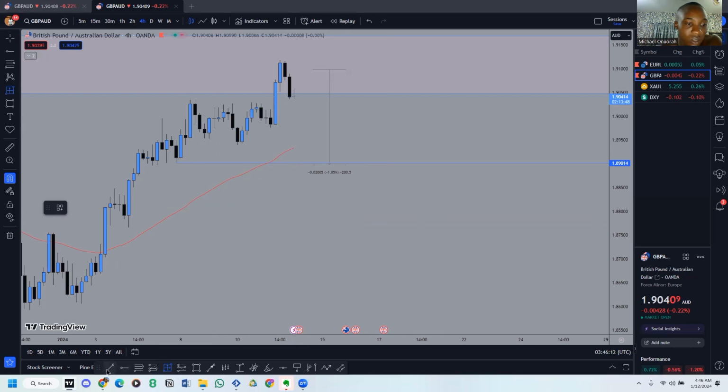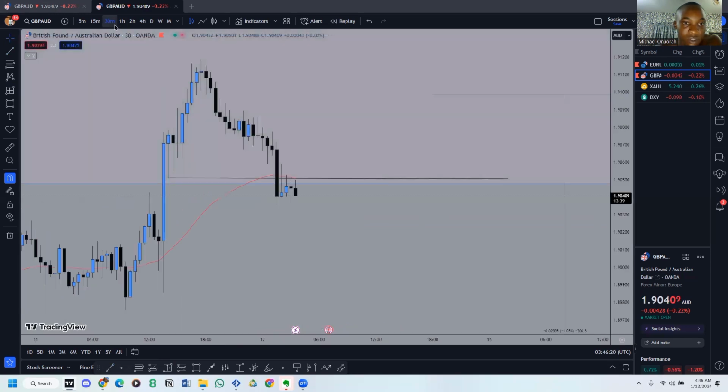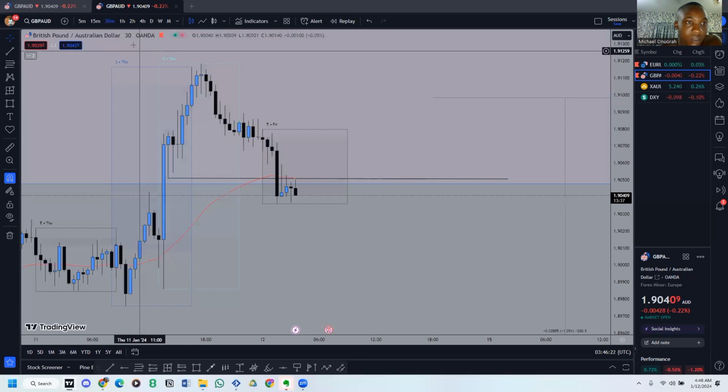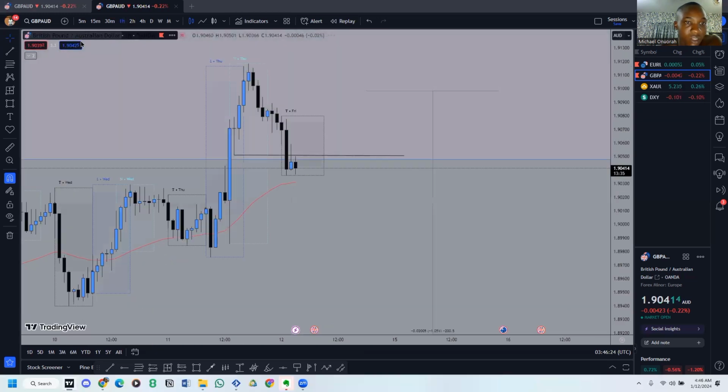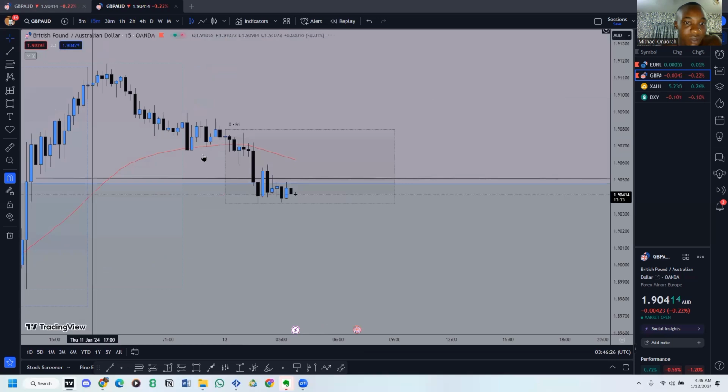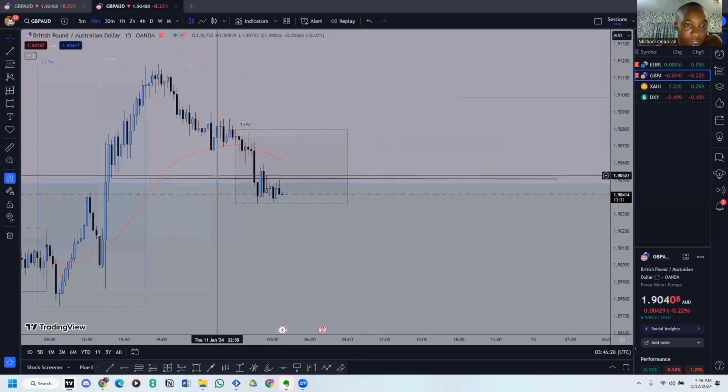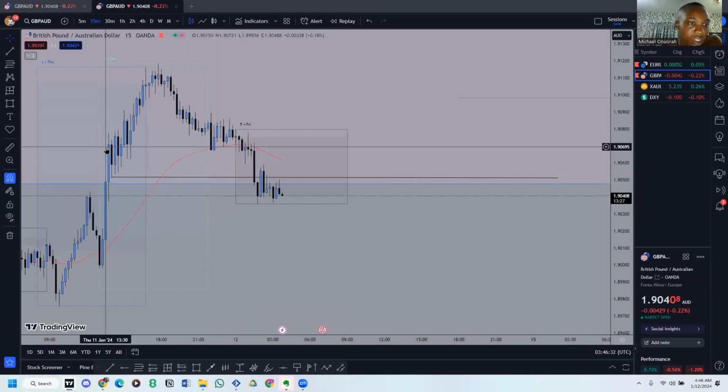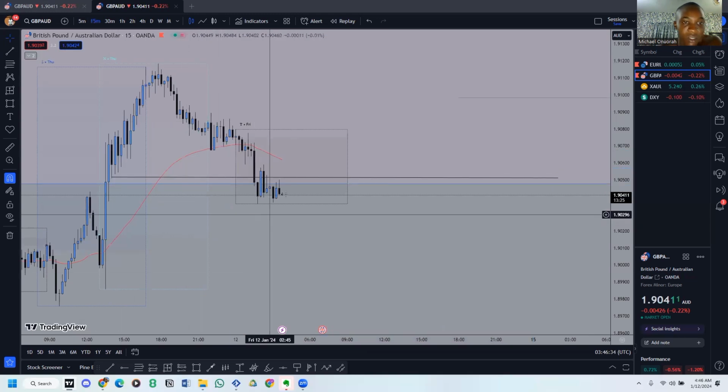If you see here, GBPAD has some broken structure on the 4 hour. If you move to a lower time frame, like the 15 minutes time frame, let me just use the 15-minute time frame. You can see that the price actually has broken structure. This higher low that created this high has been taken out.